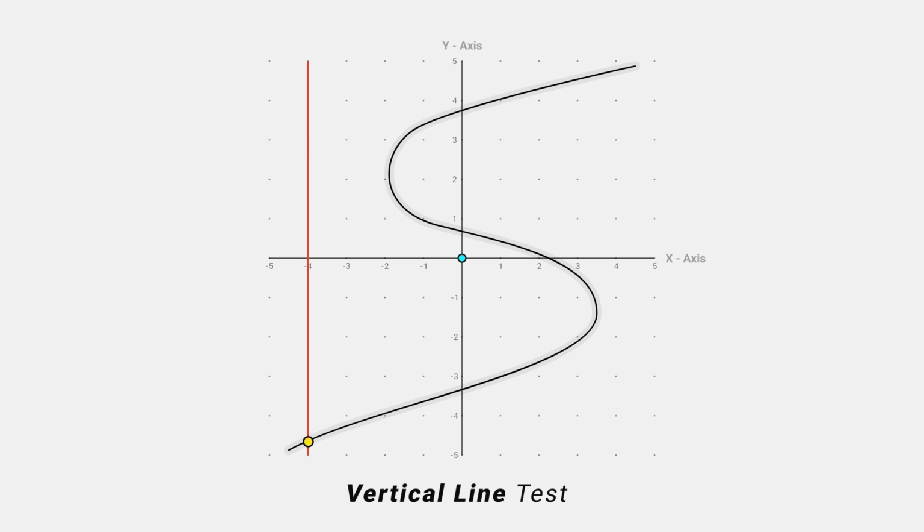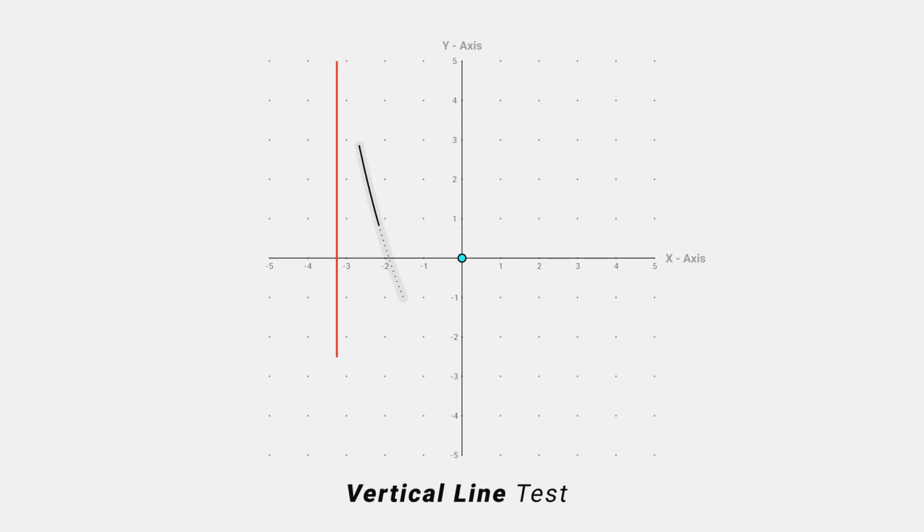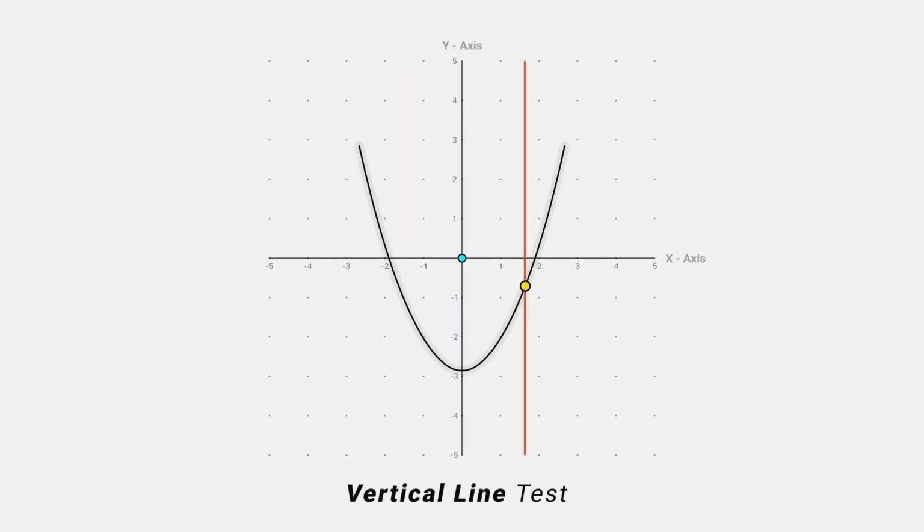The vertical line test is a visual way to determine if a curve is the graph of a function or not. If a vertical line intersects a curve on the xy plane more than once, then for one value of x, the curve has more than one value of y, which implies that the curve is not a function. And if it intersects a curve at most once, then the curve represents a function.